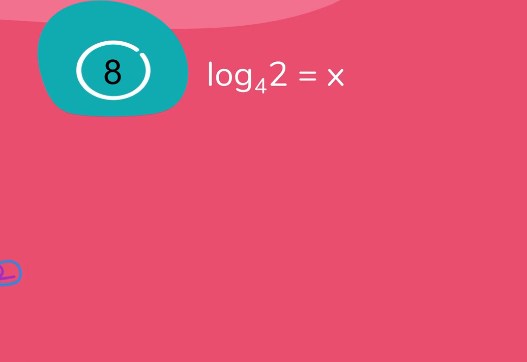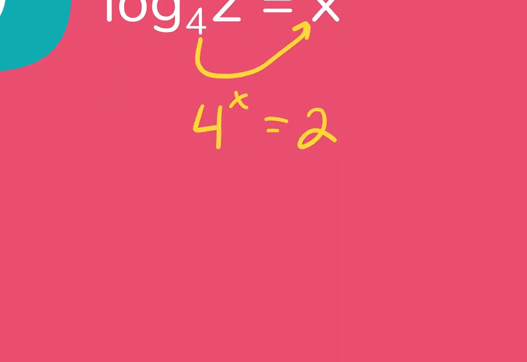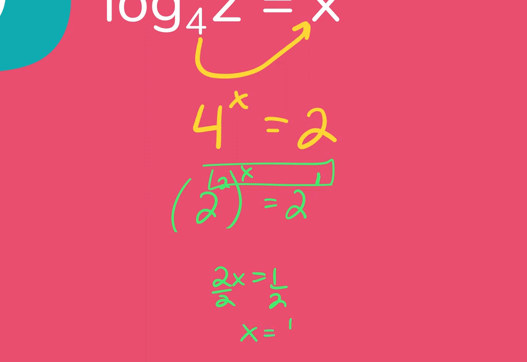Okay, then I go to 8. Log base 4 of 2 equals x. So 4 picks up the x. 4 to the x equals 2. Now here's the long way around this one. Change 4 to be 2 to the 2nd. That would be raised to the x. The exponent on the 2 is actually 1, and then I can set these equal to each other. 2x would equal 1, and x would equal 1/2.